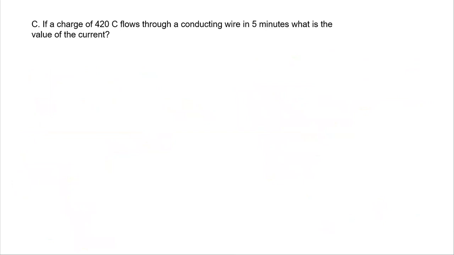If a charge of 420 coulomb flows through a conducting wire in 5 minutes, what is the value of current? Here charge and time are given. We want to find out current. So let us write what is given. Charge is denoted by the letter Q. Q is equal to 420 coulomb. Coulomb is the unit of charge. Next, time is given. Time is 5 minutes. Time is denoted by the letter T. That is T is equal to 5 minutes.